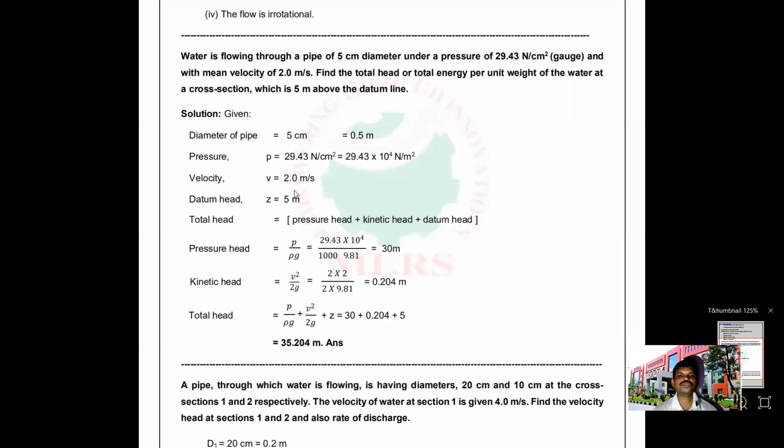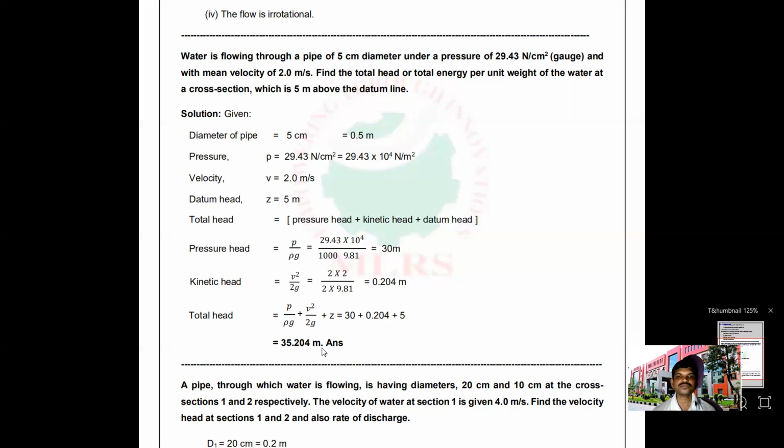Okay, so next come to Z. Z is nothing but datum head, or potential head. That value is already given in the question, 5 meter. We can take it directly. Z is equal to 5 meter. So substitute Z equal to 5 meter. The total head is equal to P by rho g plus V square by 2g plus Z. The summation of 30 plus 0.204 plus 5 meter gives the total head. So from this equation, the total head is nothing but 35.204 meter.